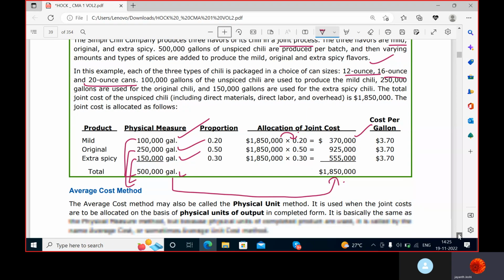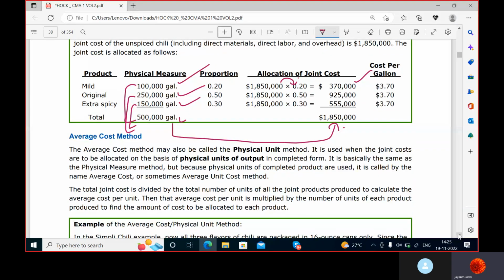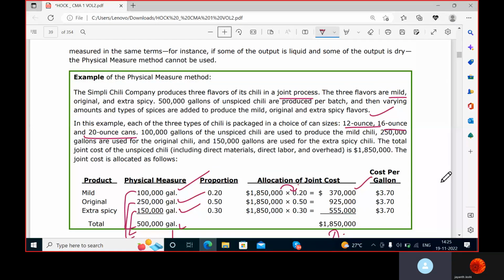Let's go for the average cost method. Shall we move forward, or are you still looking at this? We can move forward.